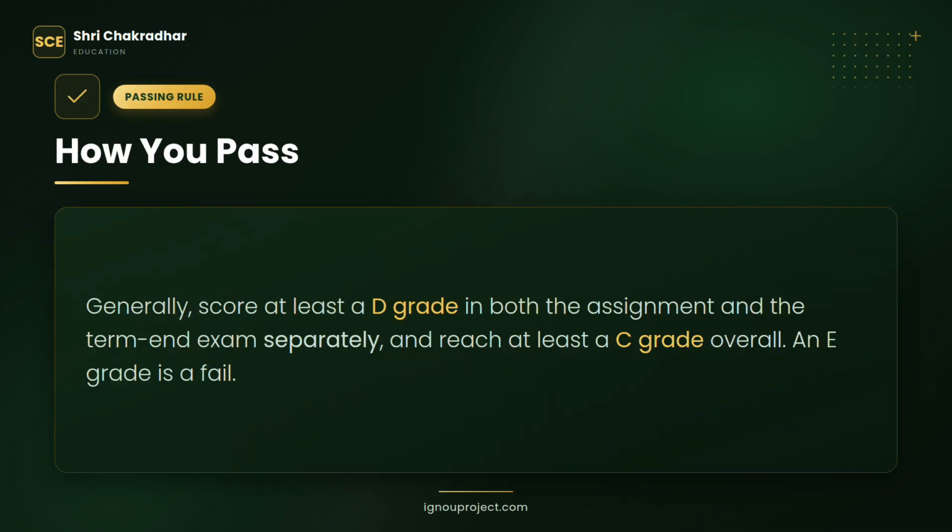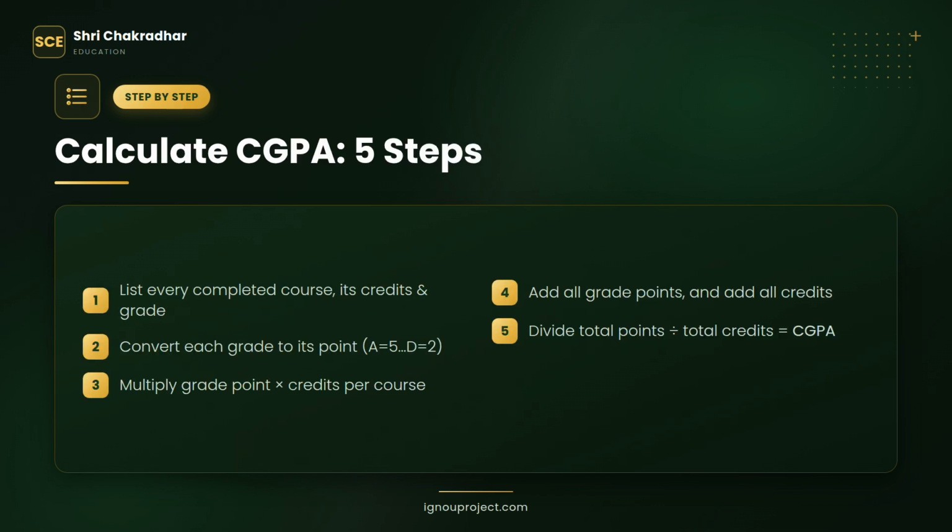Now let us calculate your CGPA from the grade card step by step. Step 1. List every completed course, with its credits and its final letter grade. Step 2. Convert each letter grade into its grade point using the 5-point scale. A is 5, B is 4, C is 3, D is 2.